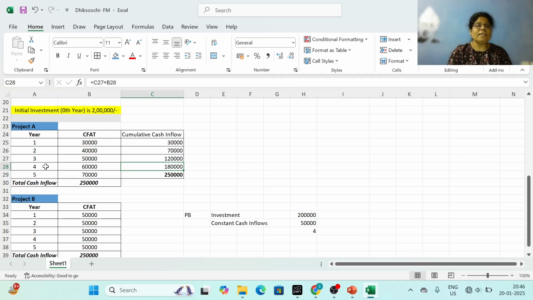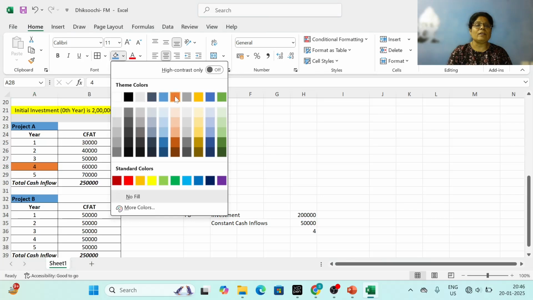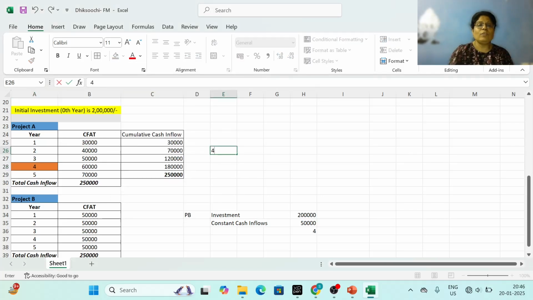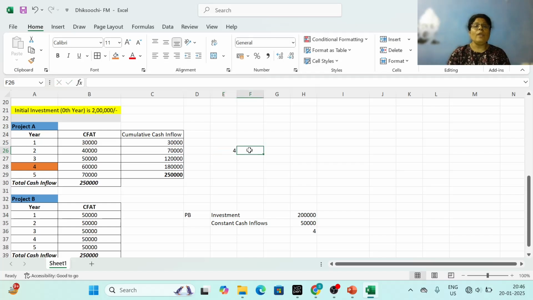Remember here, the nearest value always should be less than your initial investment. So which year is it? It is in the fourth year, right? Let me put it in a different color so that you can identify it. So fourth year. But the fourth year is not generating the total amount of your initial investment of 2 lakhs, right? Then what shall we do? So it needs more than 4 years of time, because there is a leftover amount.